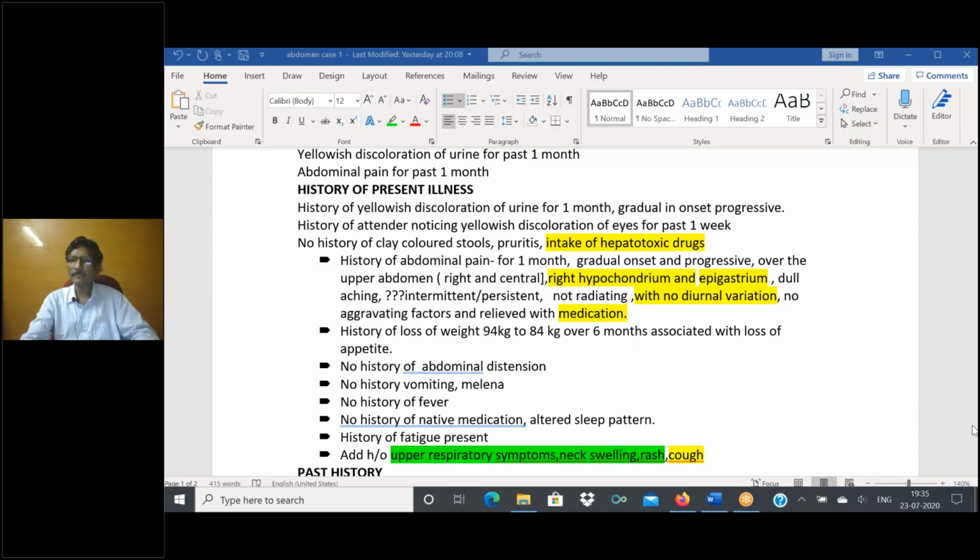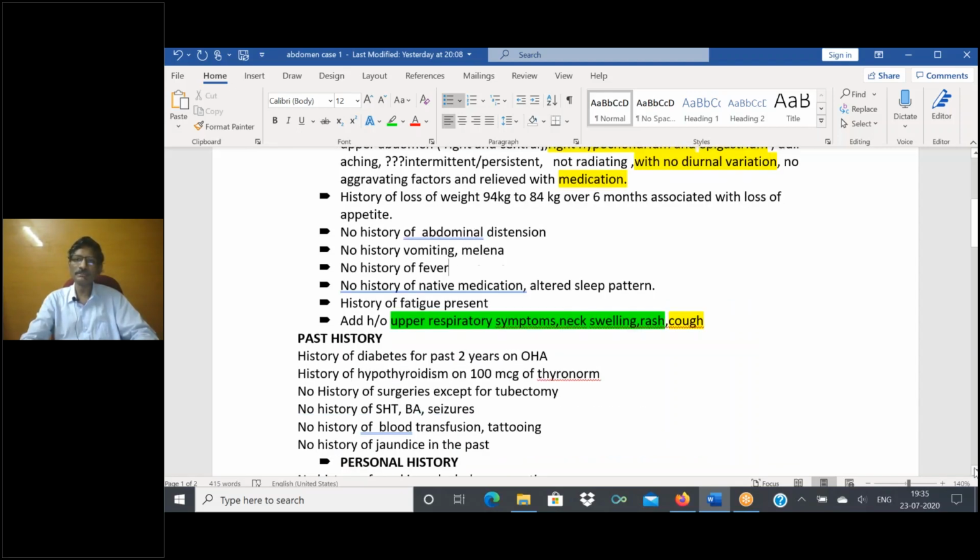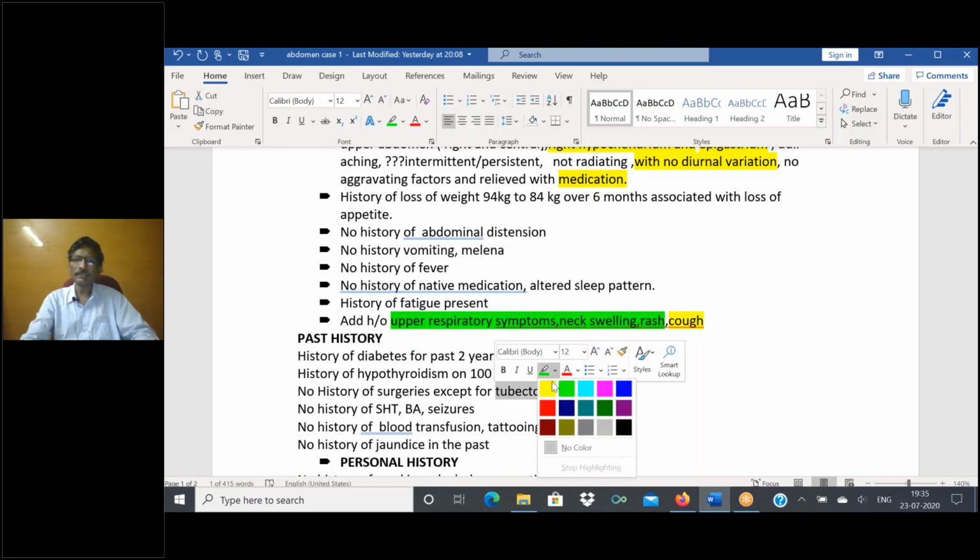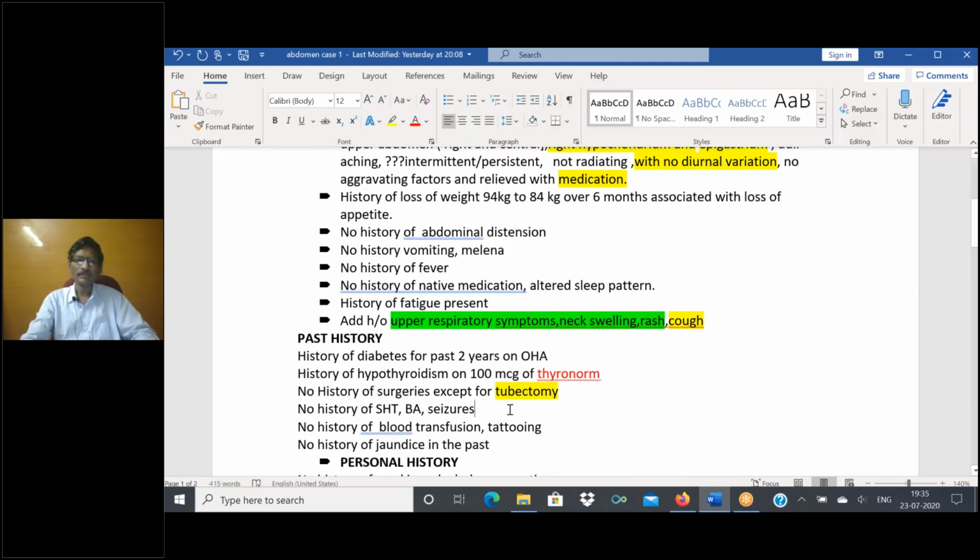So now going into the past history. History of diabetes for the past 2 years on oral hypoglycemic agent. See, avoid brand names here. Don't tell Thyronorm, tell Thyroxine. So don't use brand names there. History of surgery. So you just tell the patient underwent tubectomy. So when was the tubectomy? Elaborate that. No history of hypertension, bronchial asthma, seizures.